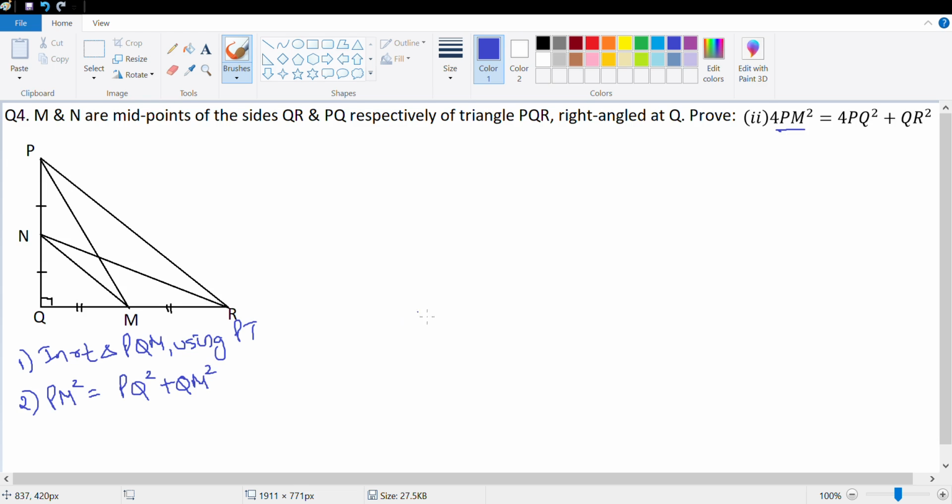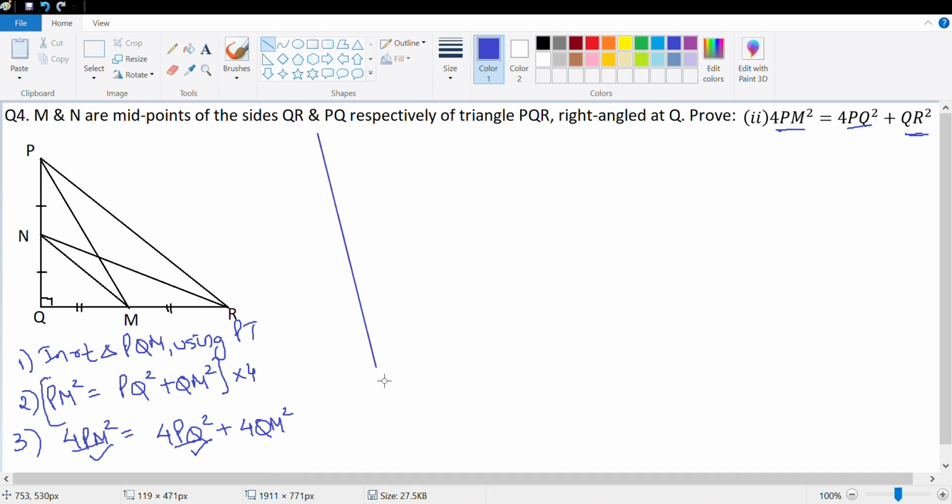Now on my left hand side, they want 4PM square. So let's just multiply both sides by 4, which means I get 4PM square is equal to 4PQ square plus 4QM square. Now I have got 4PQ square already. I have got 4PM square already. I just need to convert 4QM square into QR square. Let's see if we can do something about it.